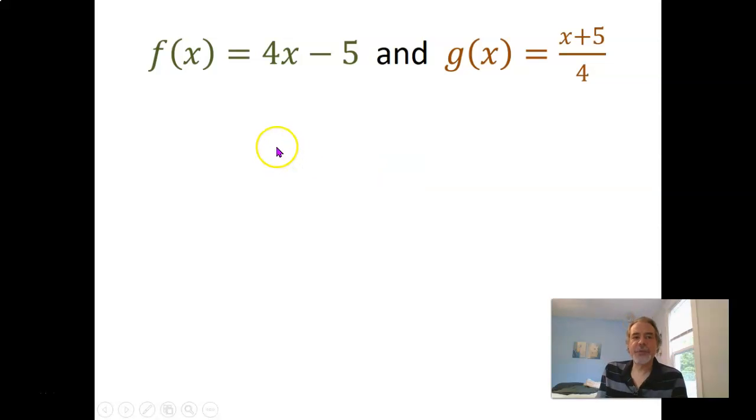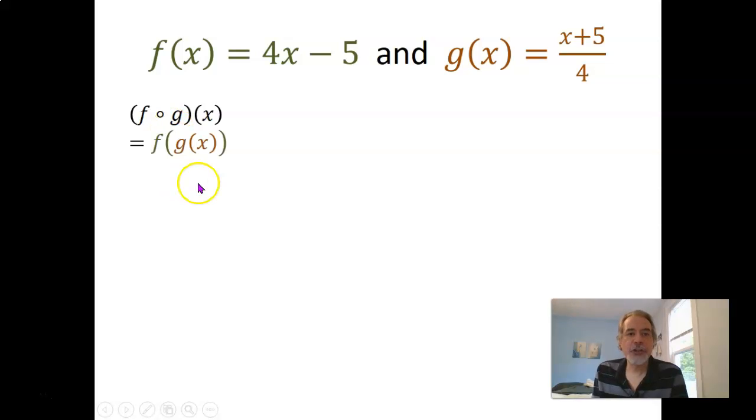Okay, one more example. In this example, f of x is 4x minus 5, and g of x is (x plus 5) divided by 4. What's f composed with g? What's f of g of x? Well, that would be 4 times g of x minus 5. That is 4 times (x plus 5 over 4) minus 5.